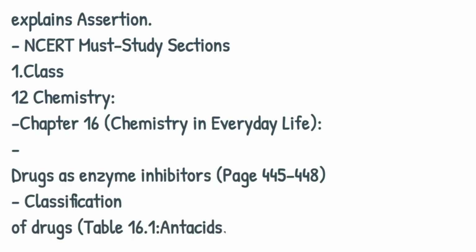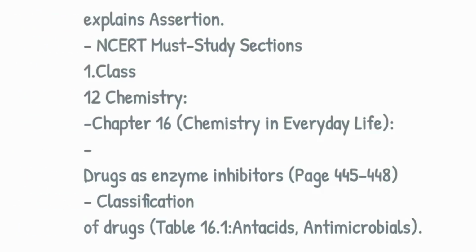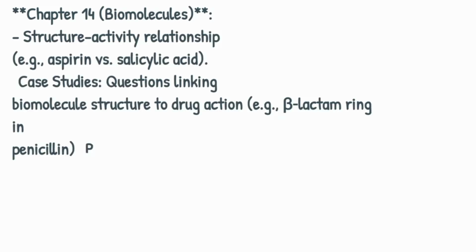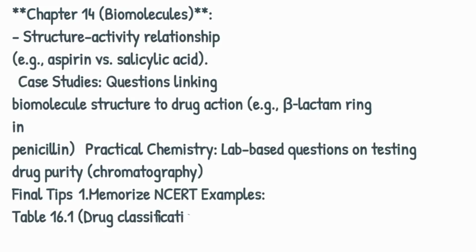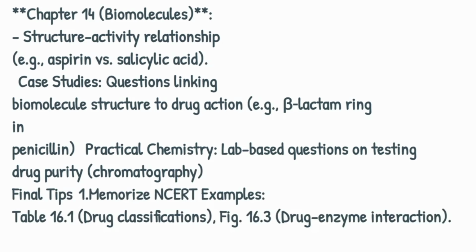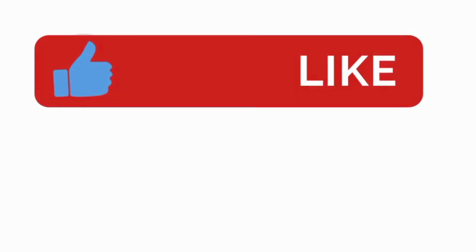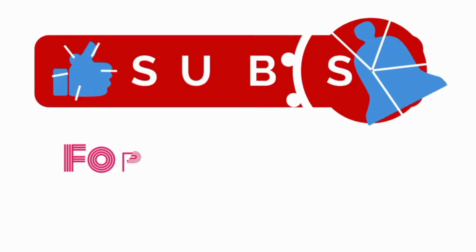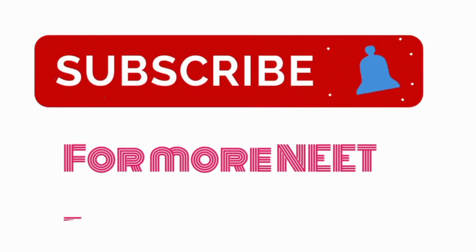So you can learn class 12 chemistry, chapter 16 chemistry in everyday life, and chapter 14 biomolecules. In chapter 16 you can focus on drugs as enzyme inhibitors, page numbers 445 to 448. And the next point is classification of drugs, Table 16.1, antacids and antimicrobials. In chapter 14 biomolecules, the point is structure activity relationship, for example aspirin versus salicylic acid.